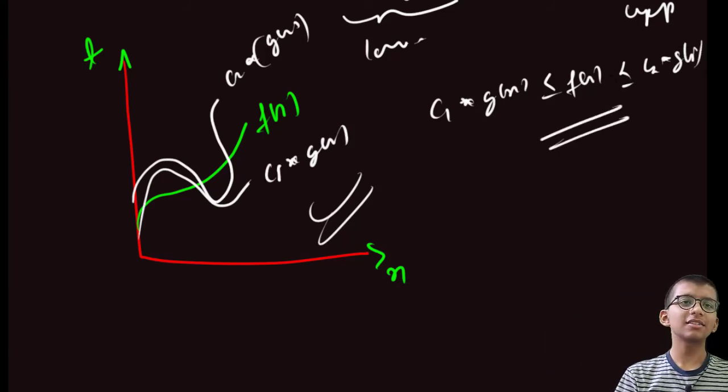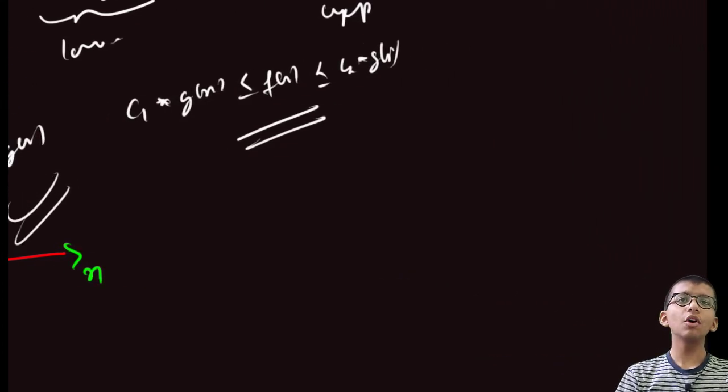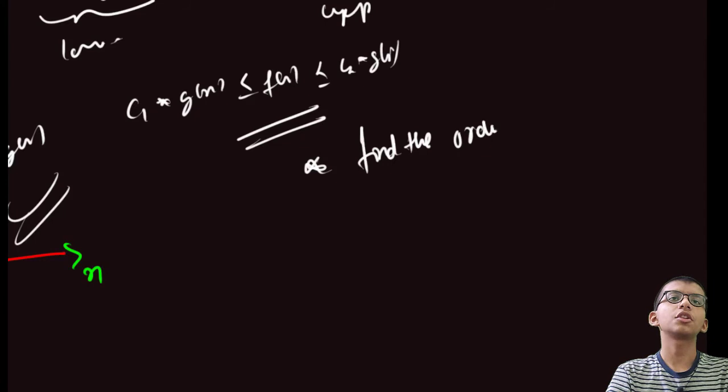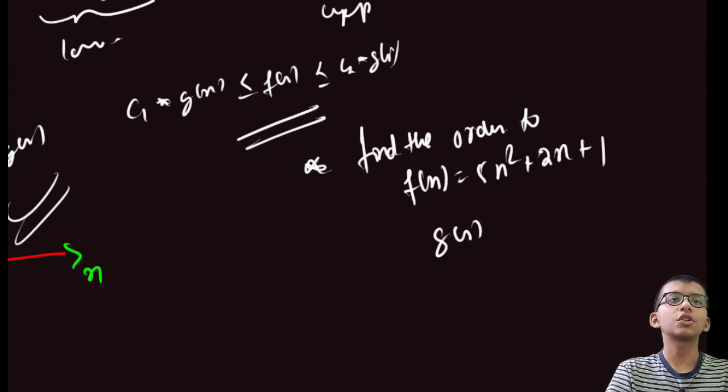Let's solve one question, and then we'll wrap up this video. Find the order function of f of n equals 5n square, again the same question, 2n plus 1. So here g of n equals, we can terminate these all, and we terminate n square.